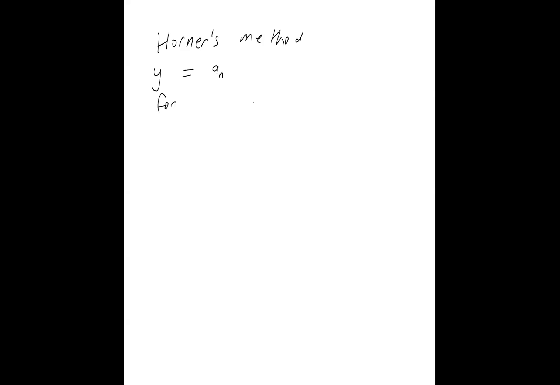Now, remember, this is going to only have n operations to do. So that means that you can only have one line of code inside of the loop that goes from 1 through n.